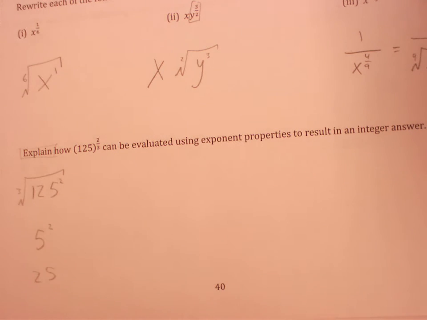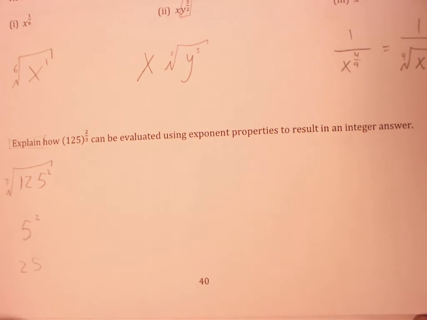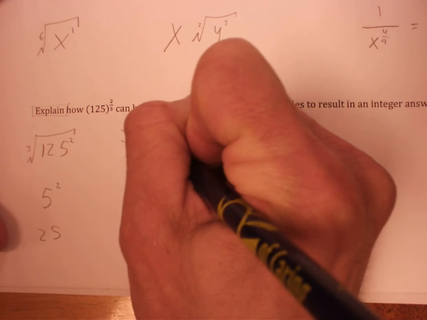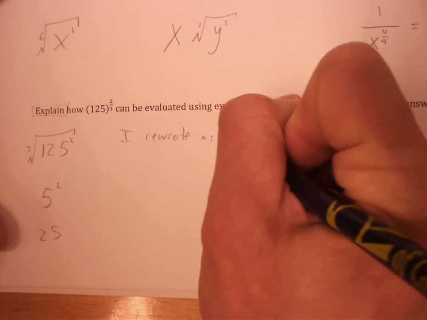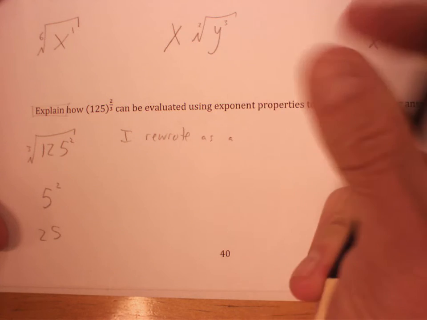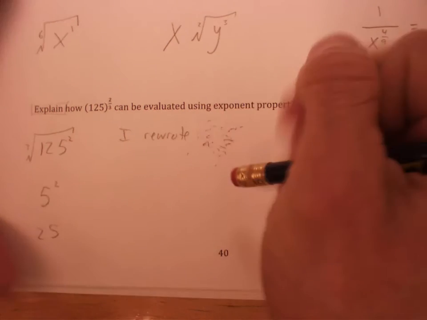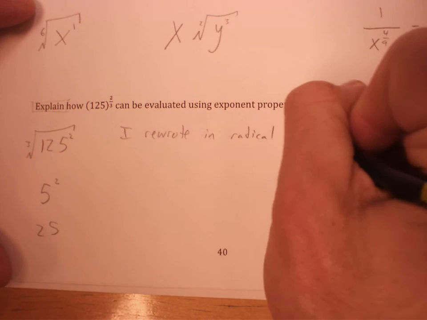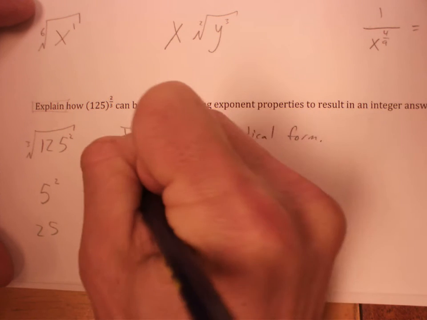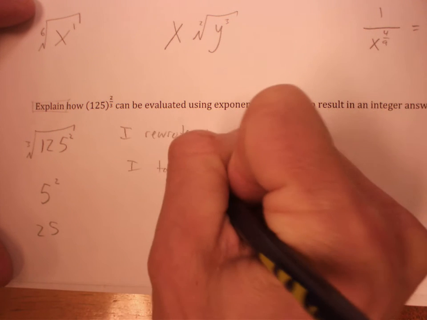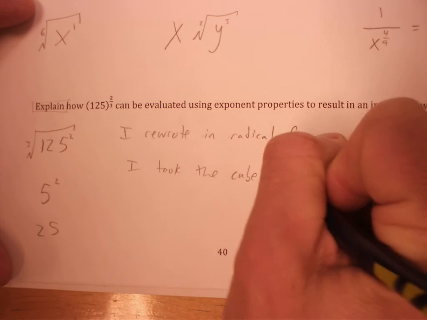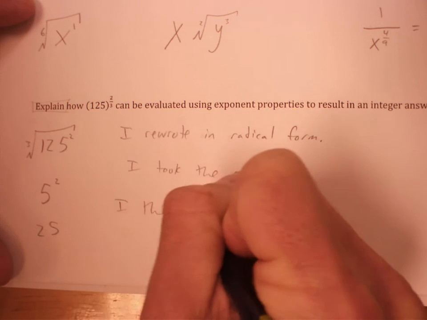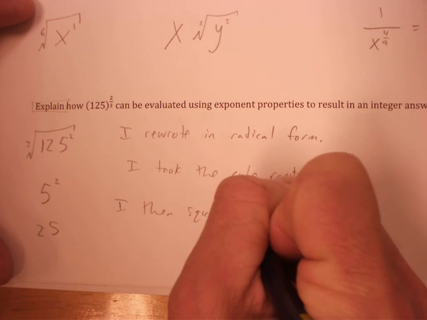So explain how it can be evaluated using exponent properties to result in an integer answer. Yeesh. I rewrote it in radical form. What I meant to say. In radical form, I took the cube root first. I then squared the result.